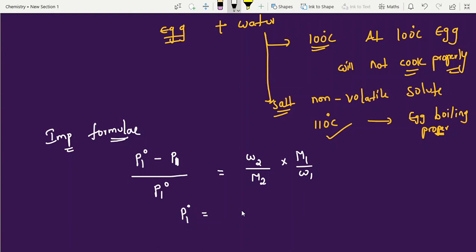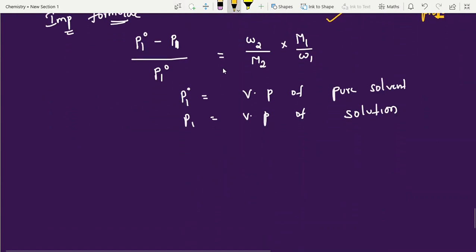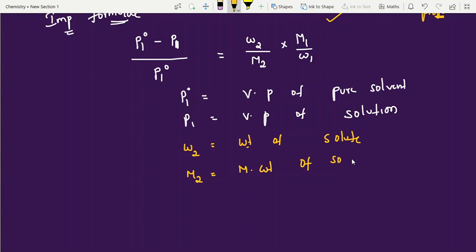P1⁰ is nothing but, anybody have an idea what is P1⁰ here? Yes, this is the vapor pressure of the pure solvent. What is the pure solvent in the given numerical? We have to find out. P1 is the vapor pressure of the solution. Next, W2, M2, M1, W1: W2 equals the weight of solute, M2 equals the molecular weight of solute. Next, W1 equals the weight of solvent, M1 equals the molecular weight of solvent. Clear? That's it.